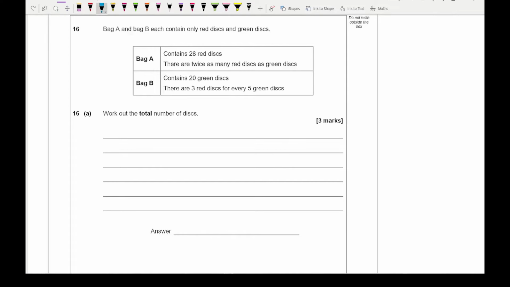So here for bag A, let's just write bag A. We've got 28 red discs and there are twice as many red discs as there are green discs. So that means that if there are 28 red discs, and there's twice as many red discs, then the green discs can be half of that number, which is going to be 14 green discs. So in total, what we've got is 28 plus 14, which gives me an answer of 42 discs.